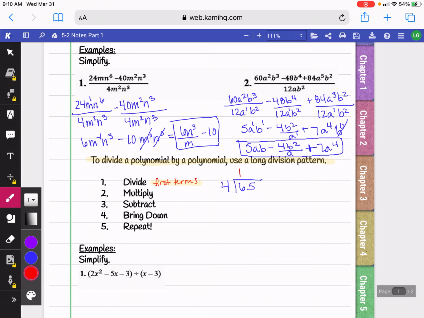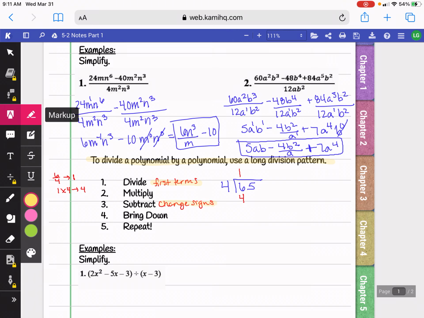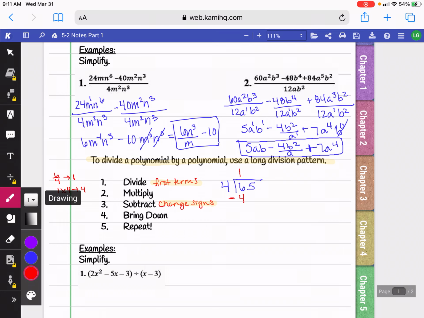Your next step would be then to multiply. So here we did 6 divided by 4, and we got 1. And we wrote that in our answer. Then our next step is to multiply. So we take that 1 and multiply it by 4. That gives us 4. Our next step is to subtract. When you subtract, you need to remember to change the sign to ensure that you're subtracting. So here I change it to a minus 4, and I get 2. My next step is to bring down that 5, and then I repeat.